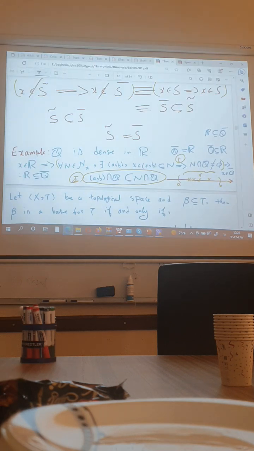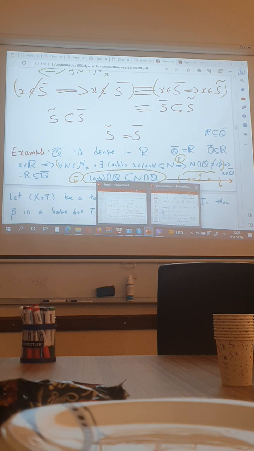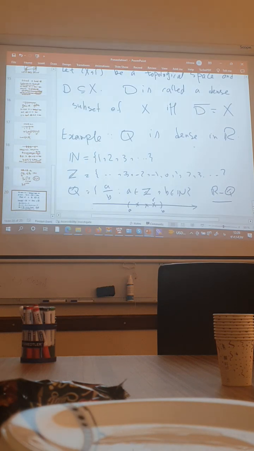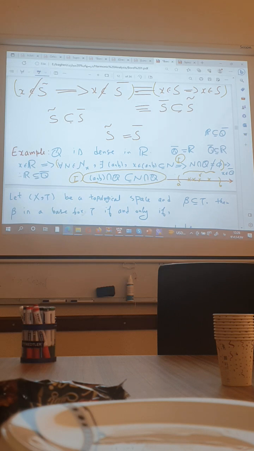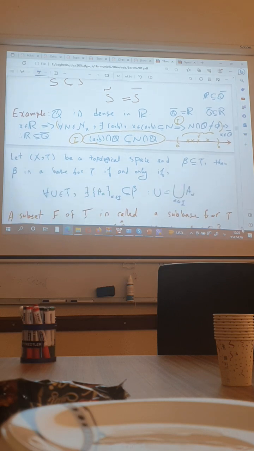So X must belong to the closure of Q. So any element of the real numbers belongs to the closure of Q. So we have this, okay? These two must be equal. And this is a very, very important example of a dense subset: Q is dense in R with the Euclidean topology.